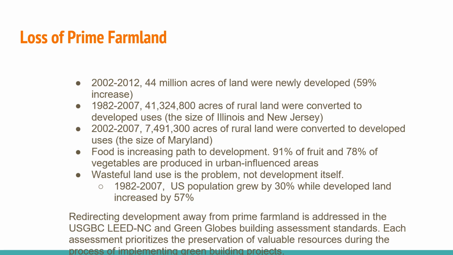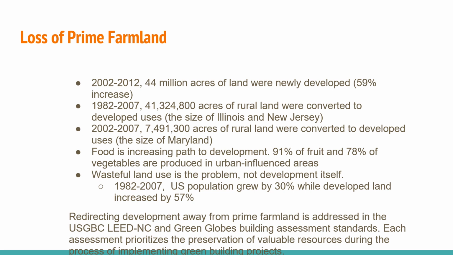And from 2002 to 2007, 7.5 million of those acres were converted. So we're seeing an increase in the amount being converted over time. Food increases the path to development. 91% of fruit and 78% of vegetables are produced in urban influenced areas.